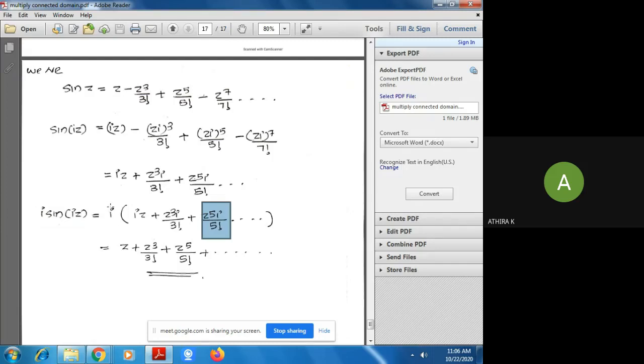Now, multiply i throughout the bracket. This implies we get z plus z cube divided by 3 factorial plus z raised to 5 by 5 factorial, etc. Is it clear?